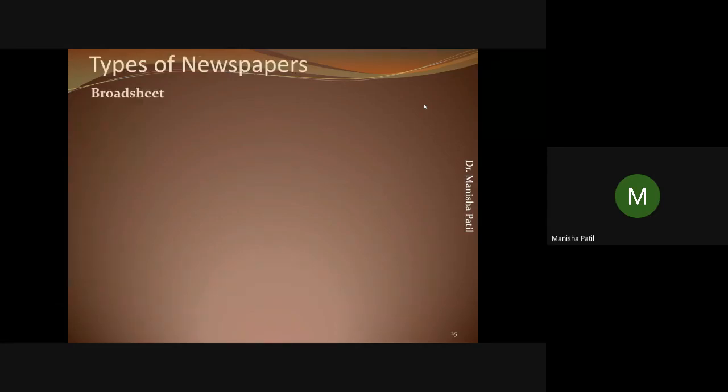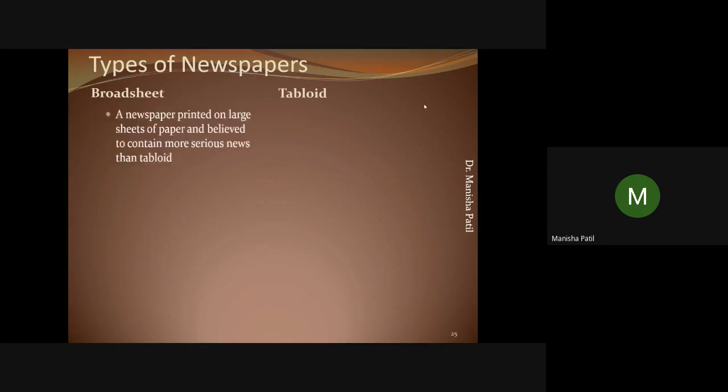Yes, ma'am. Okay. So today we will see the types of newspapers. First one is broadsheet, and the other one is tabloid. This question can be asked as a short note. Distinguish between broadsheet and tabloid. A newspaper printed on large sheets of paper and believed to contain more serious news than tabloid is known as broadsheet.